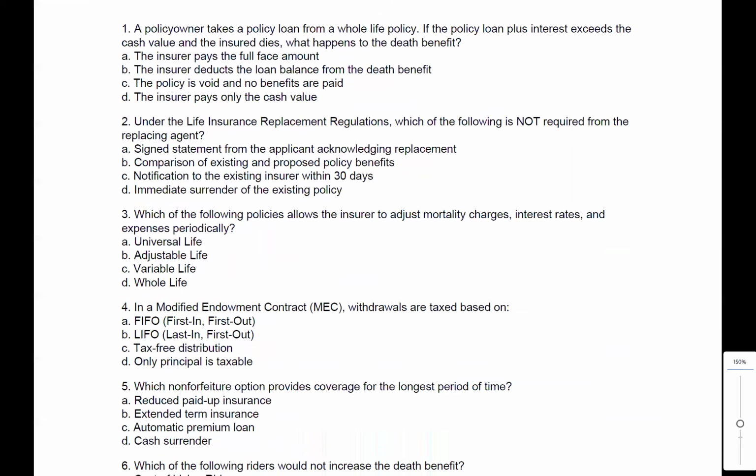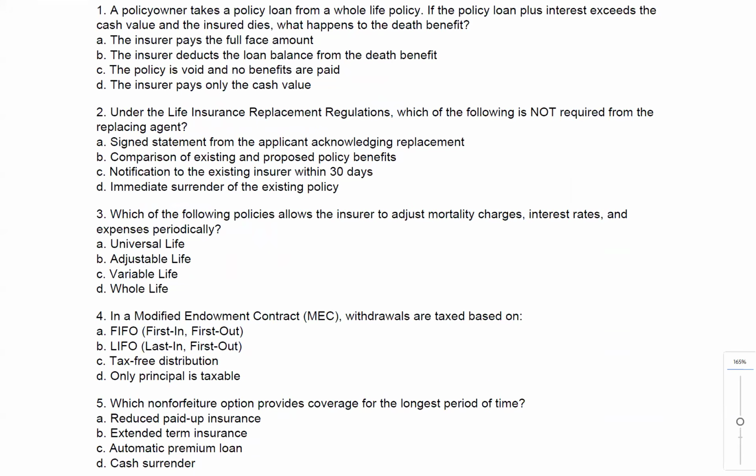Under the life insurance replacement regulations, which of the following is not required from the replacing agent? A, signed statement from the applicant acknowledging replacement; B, comparison of existing and proposed policy benefits; C, notification to the existing insurer within 30 days; D, immediate surrender of the existing policy. Is not required.